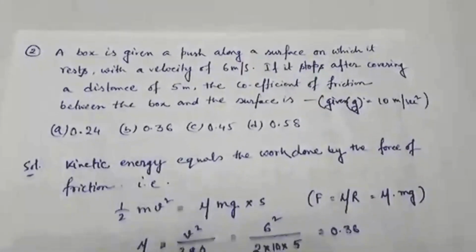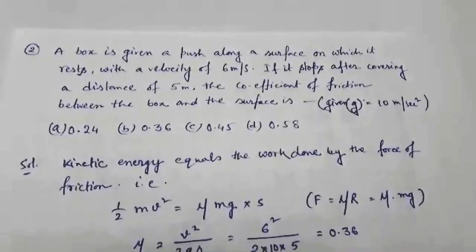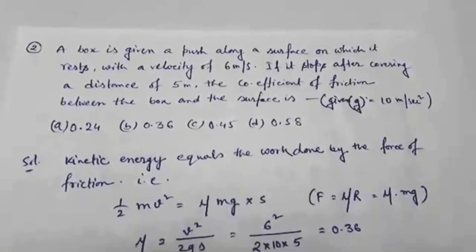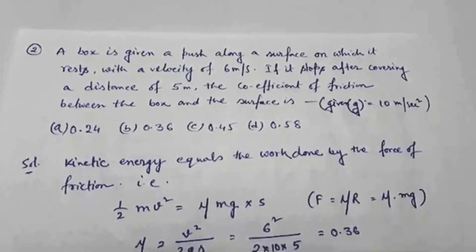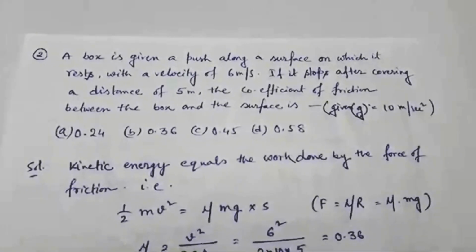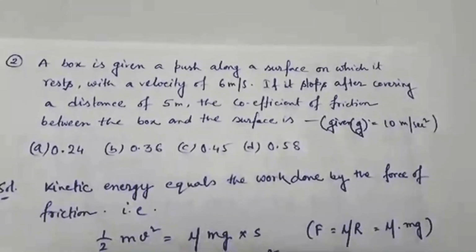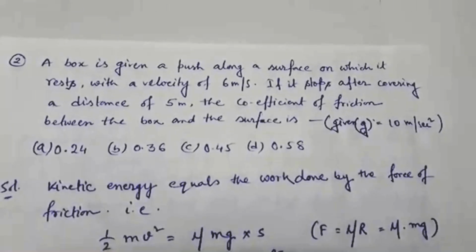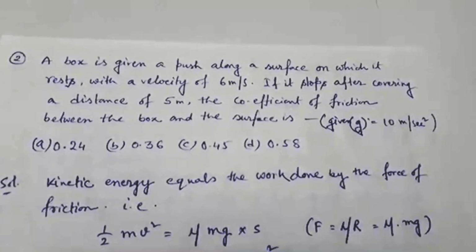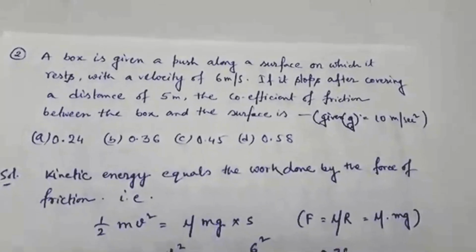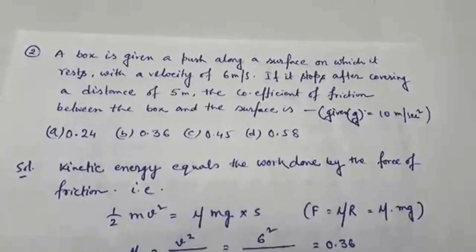This is the second problem. A box is given a push along a surface on which it rests with a velocity of 6 meters per second. If it stops after covering a distance of 5 meters, the coefficient of friction between the box and the surface is... g is given here, that is 10 meters per second square. So there are 4 options.